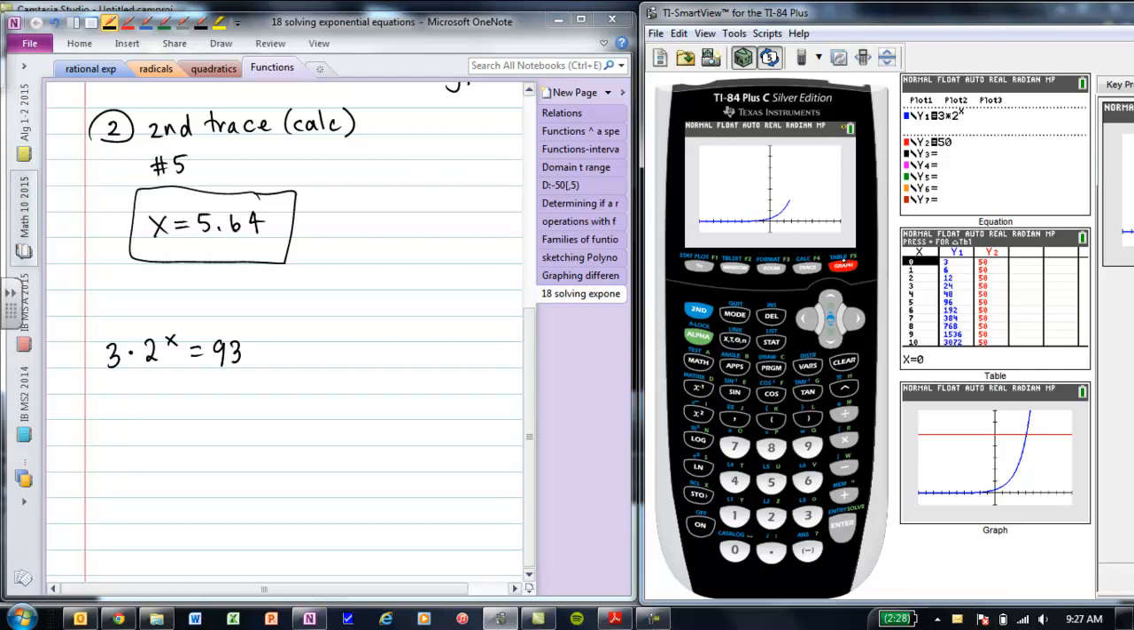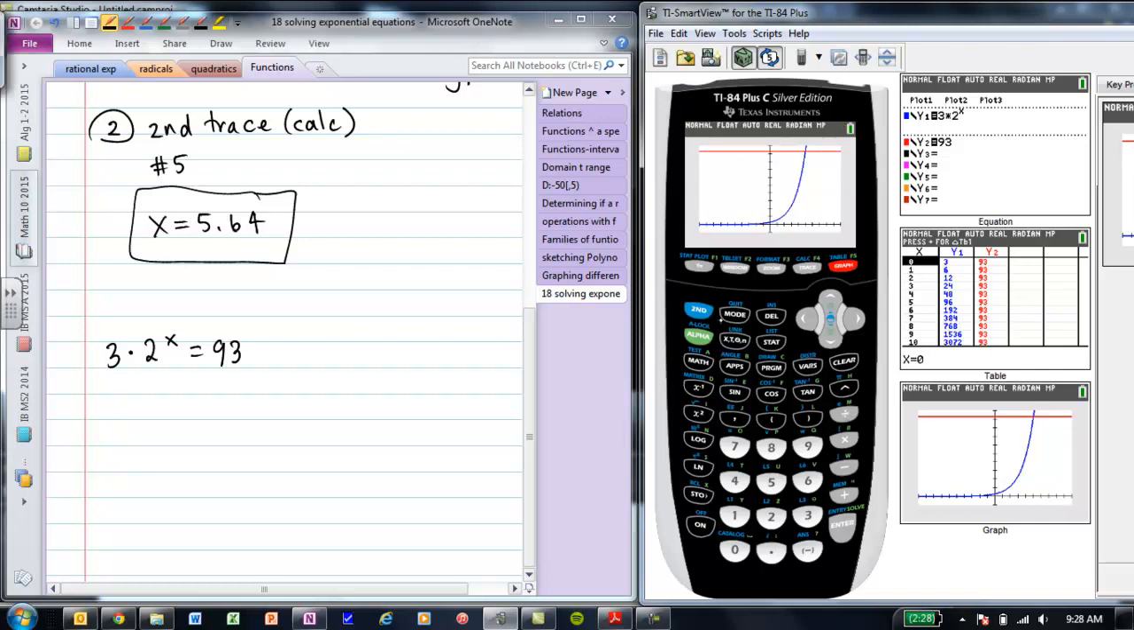The blue line is the exponential curve, and then the red line would be my value, but again, remember I can't see it in this window because I'm only going up to 70, so let's change our window again. We'll go to 100, still counting by tens, and we'll graph it again. So the blue line is the exponential curve, and now the red line is 93.